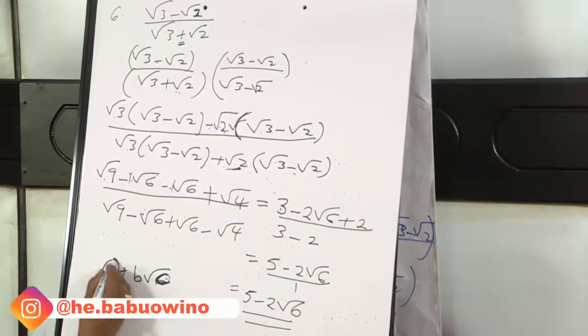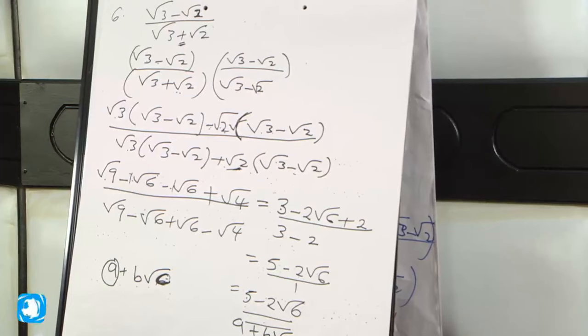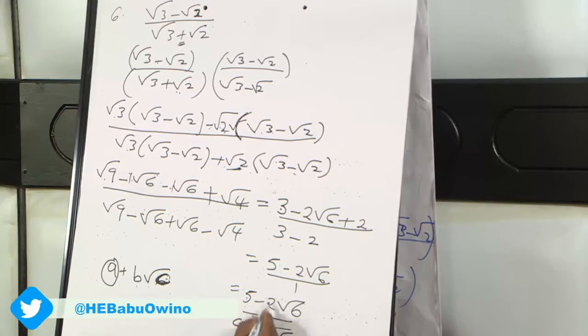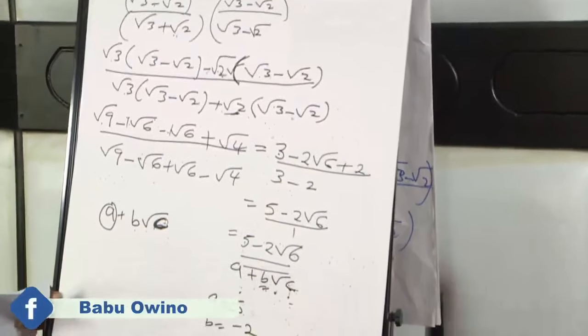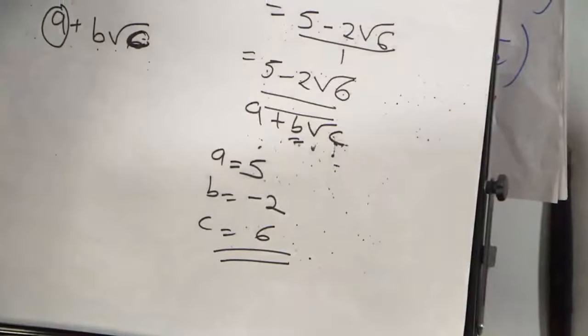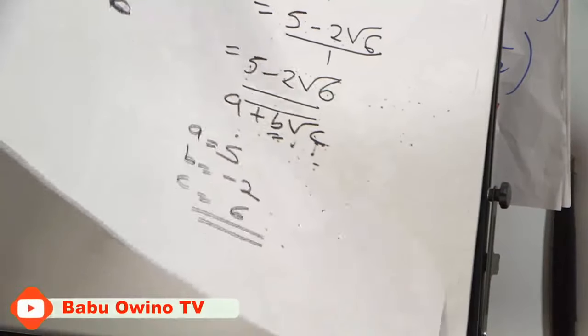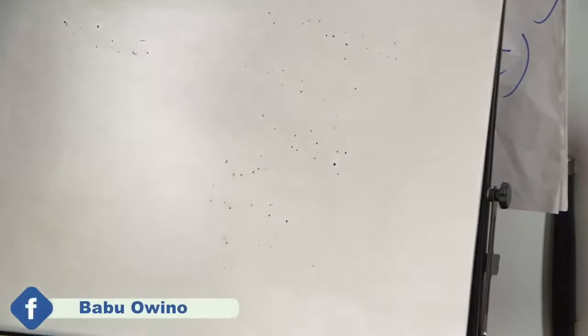So you can see a plus b root c. Our value of a, you just write a is 5. Tell the examiner that you know. Then b is minus 2. And then c is 6. So we finished with the surds. The next question is further logarithms.